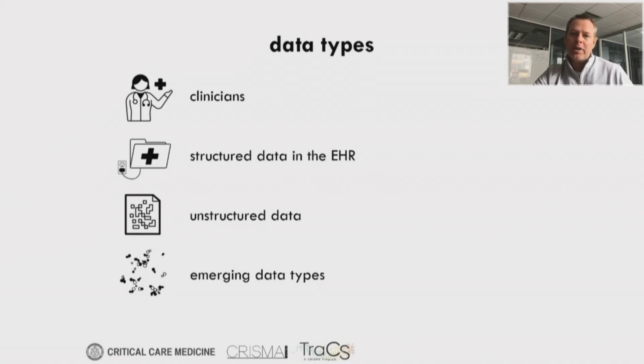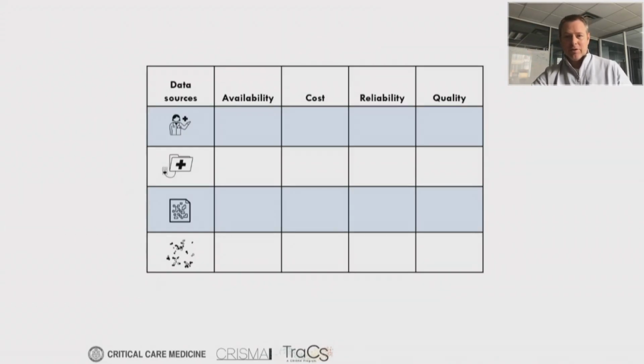So I'm going to just take a very simple approach today and talk about different data types that could go into strategies to optimize sepsis diagnosis. And that includes data from clinicians, structured data in the electronic health record, perhaps unstructured data, and then emerging data types. So I'm also going to use this framework.